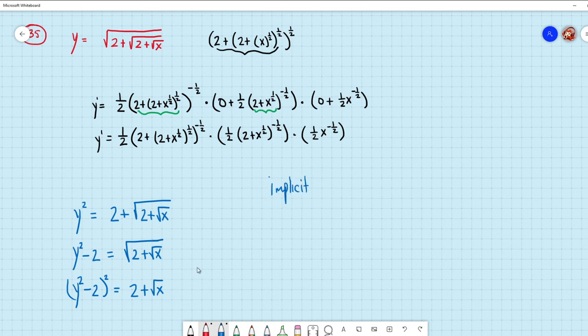I could, this isn't too bad to derive. So I would say, okay, 2 times (y squared minus 2) times the derivative of the inside, which would be 2y dy dx, equals, and then on the other side, it would be 0 plus 1/2 x to the negative 1/2.